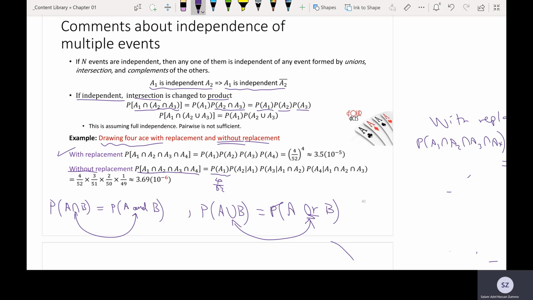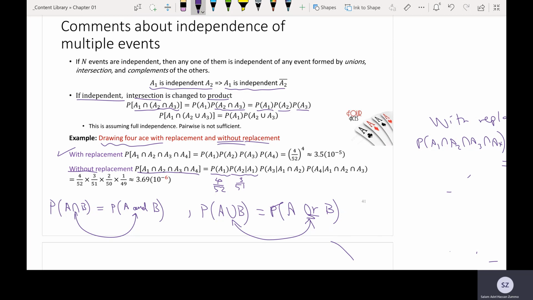Okay? What is this, guys? 3 over 51. Any question on this? Given that I selected an ace in the first draw, how many aces are left in the deck? 3. And how many total? 51.